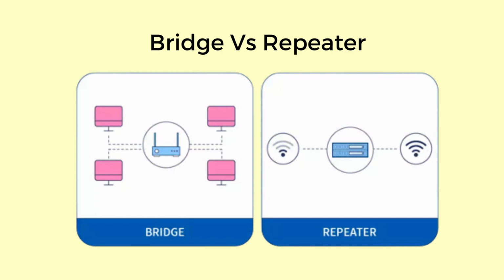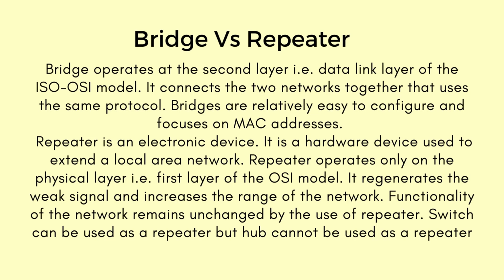Bridge versus repeater. Bridge operates at the second layer, for example, the data link layer of the OSI model. It connects two networks together that use the same protocol. Bridges are relatively easy to configure and focus on MAC addresses.